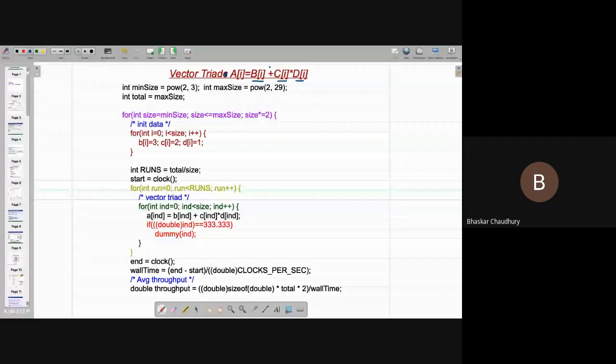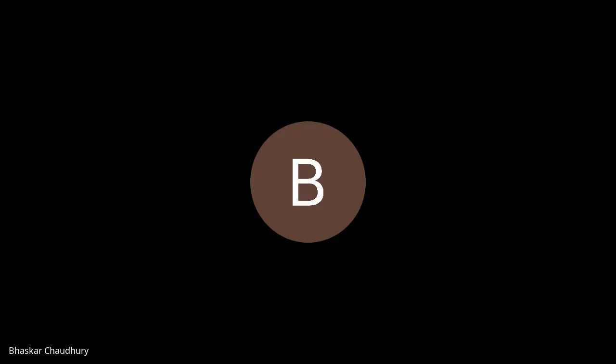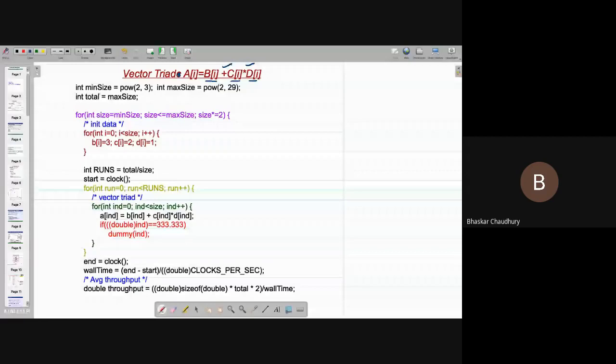Now, how this program is written, you have to understand very carefully. First thing is that you are initializing something called size, with minimum size 2 to the power 3, and maximum size 2 to the power 29. And then you are introducing a new variable, total, equal to maximum size. So total is basically 2 to the power 29. Let me write it down here. Total is equal to 2 to the power 29.